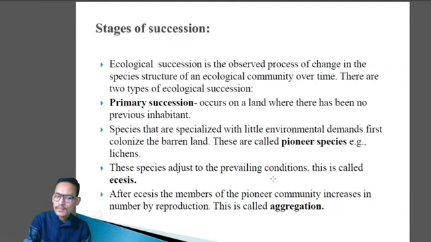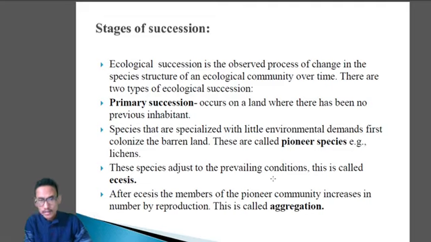Okay, now next one, stages of succession. What are the different stages of succession? This is very important, so we'll go through it. Ecological succession is the observed process of change in the species structure of an ecological community over time. That means in a given area, over a period of time, one community or species will be replaced by another species. So we will find the appearance of different types of species during the process of ecological succession. And we know that there are two types of ecological succession: primary succession and secondary succession.